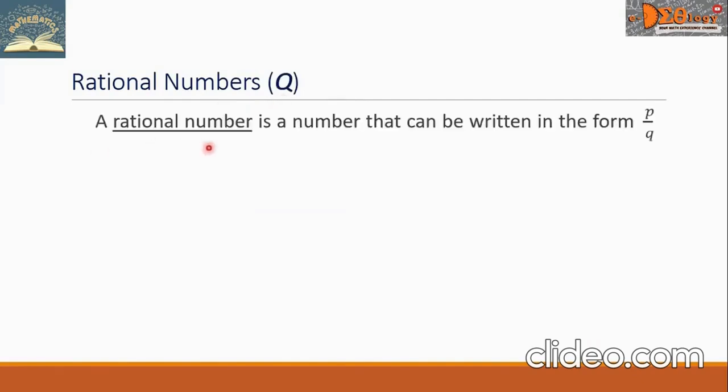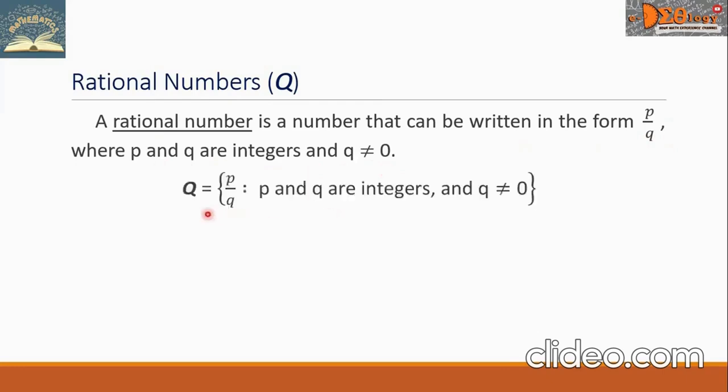Next group is the rational numbers. We denote this as capital Q. A rational number is a number that can be written in the form P over Q, where P and Q are integers and Q is not equal to zero. In set notation, we write like this. Capital Q equals P over Q such that P and Q are integers, and Q is not equal to zero.